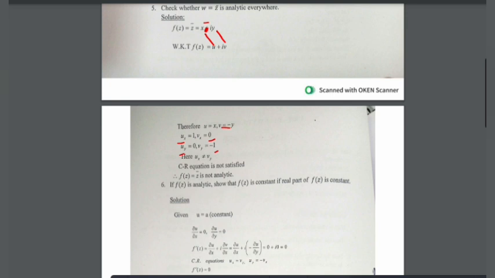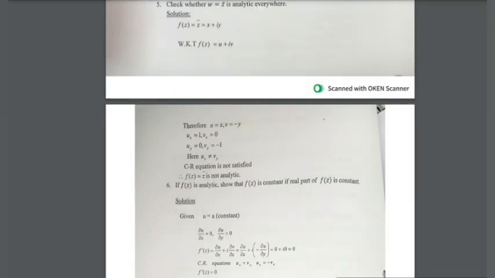Now I am going to check whether it is satisfying the Cauchy-Riemann condition or not. Then only I can say whether the given function is analytic or not. So first of all, ux equal to vy is the formula. Here ux is taking the value 1 and vy taking the value minus 1. So both the terms are not equal. So the Cauchy-Riemann condition is not satisfied. Hence f of z equal to z bar is not analytic. So I can easily say that the given w equal to z bar is not analytic.